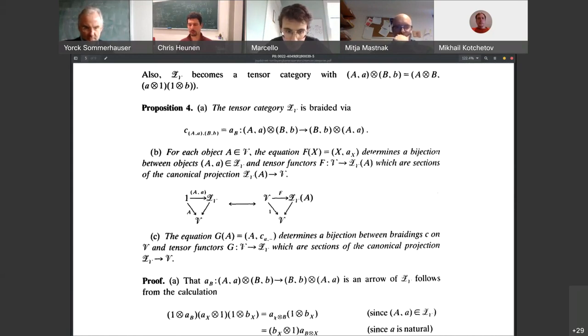So yeah, there is a universal property. It's a bit like a left adjoint, but you need to have this additional choice of this section here.